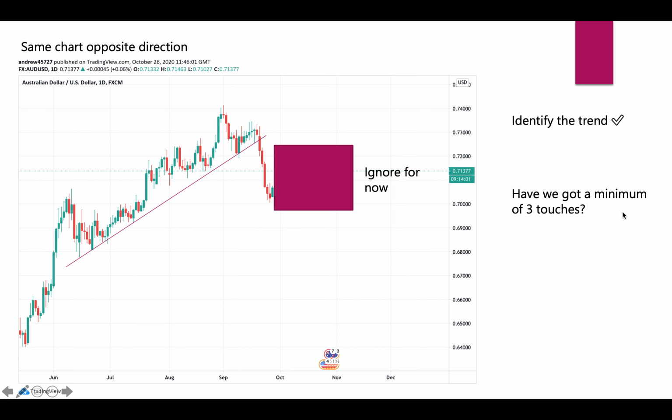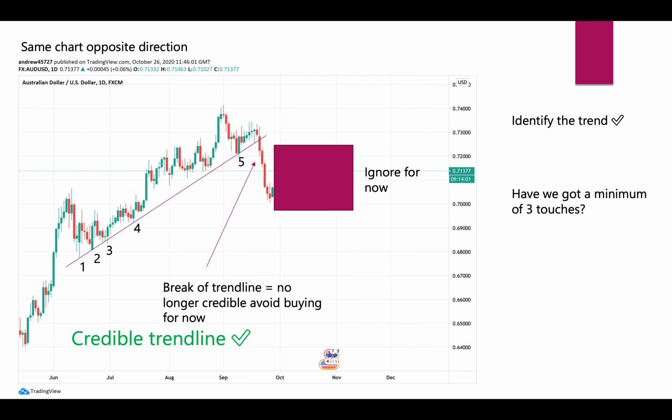So, have we got a minimum of 3 touches? Well, we've got 1, we've got 2, we've got 3, we've got 4, and we've got 5. So what is that? It's a credible trend line, okay? Now, what have we got here? We've got a break of that trend line, okay? So, what does that mean? A break of the trend line means it's no longer credible and you should avoid buying for the time being, okay? It's literally that simple, guys.